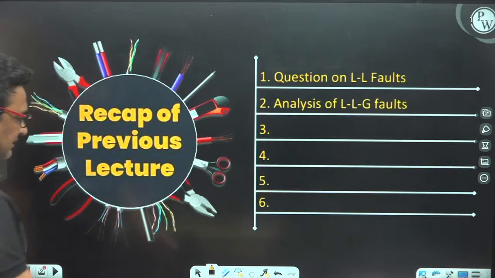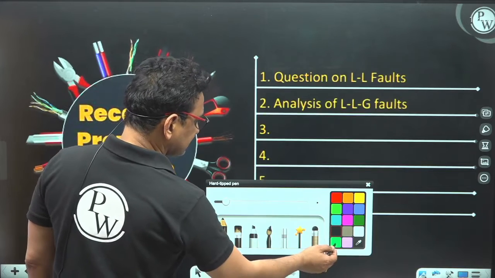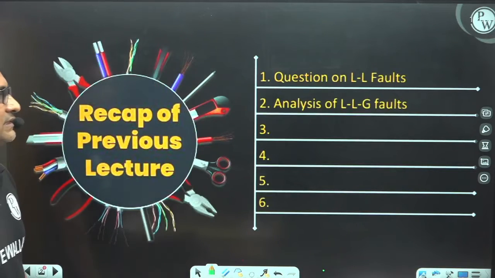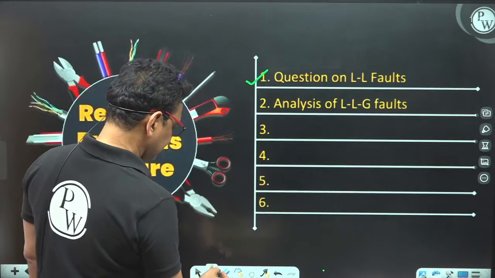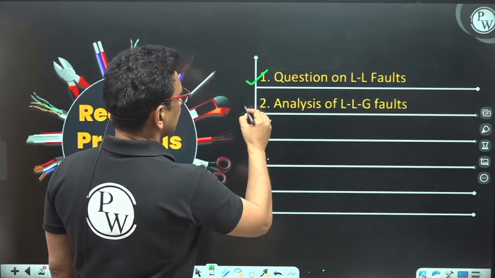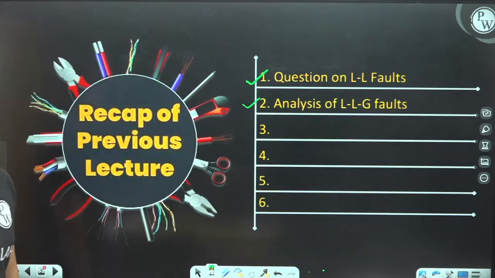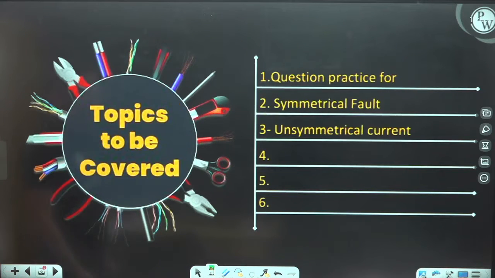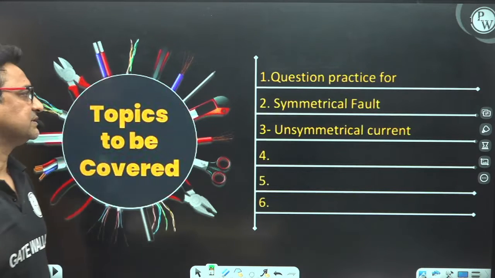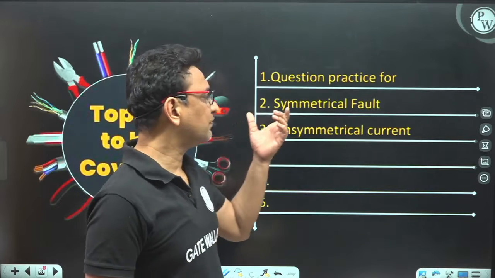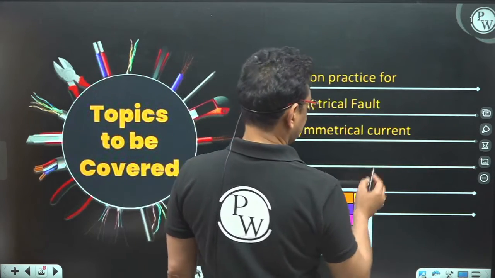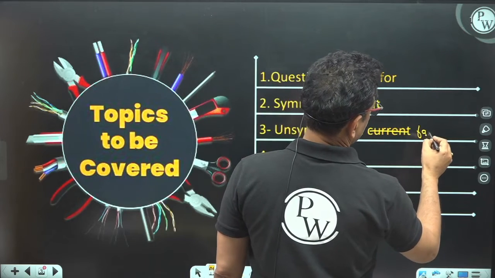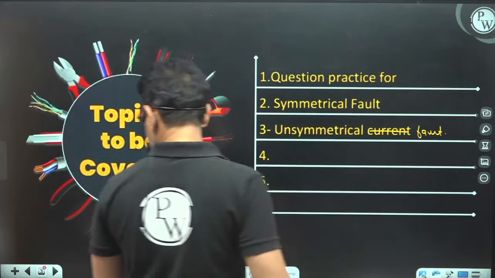So this was the recap of our previous class, what we have done in the yesterday class. I solved some questions based on the line to line fault. Then I did the analysis for the double line to ground fault. The aim of today's class is that we will do question practice for the symmetrical fault as well as for the unsymmetrical fault. So let's take an example.